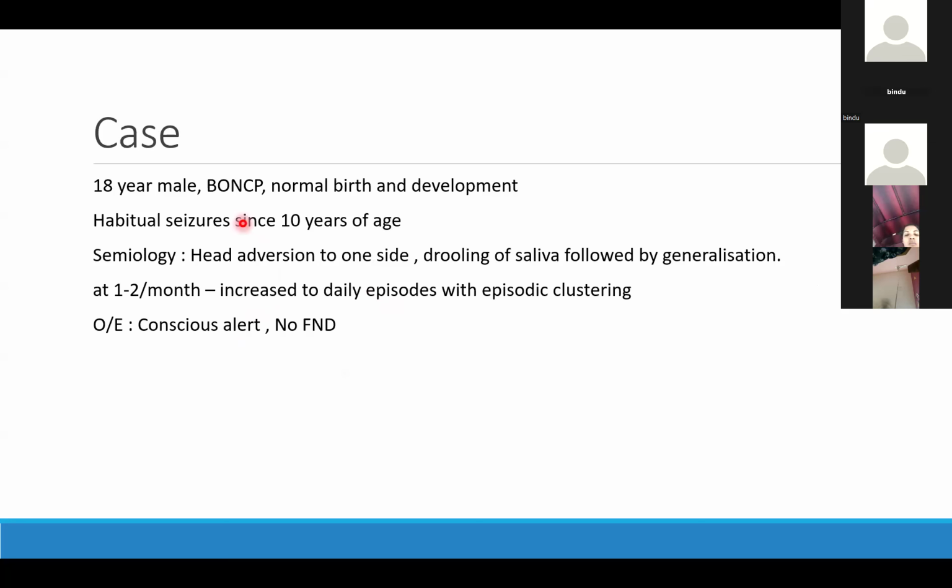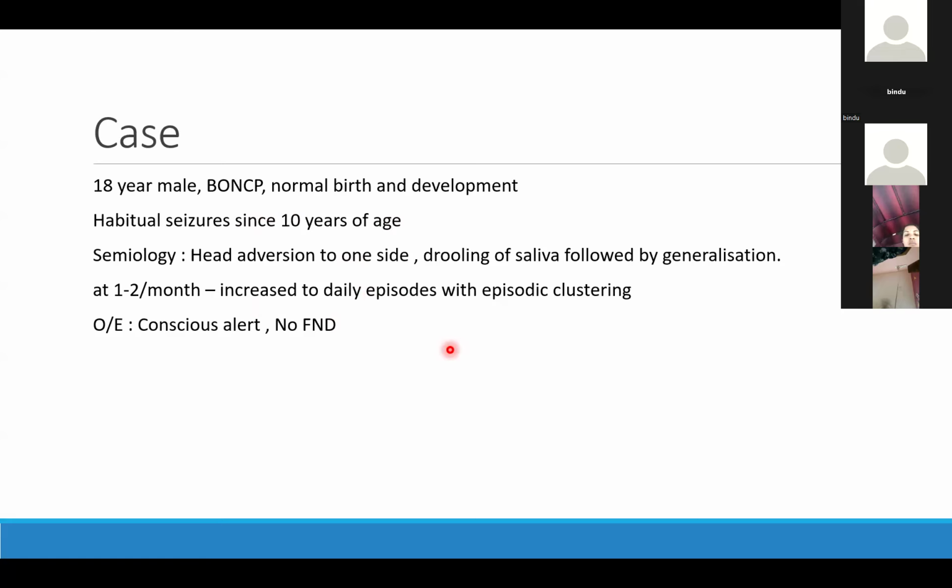So coming to the case, this is a case of an 18-year-old male, born of non-consanguineous parentage with normal birth and development, with habitual seizures since 10 years of age, with head aversion to one side and drooling of saliva followed by generalization at 1 to 2 per month frequency, which initially increased to daily episodes with episodic clusters. On examination, he was conscious and alert with no focal neurological deficits.